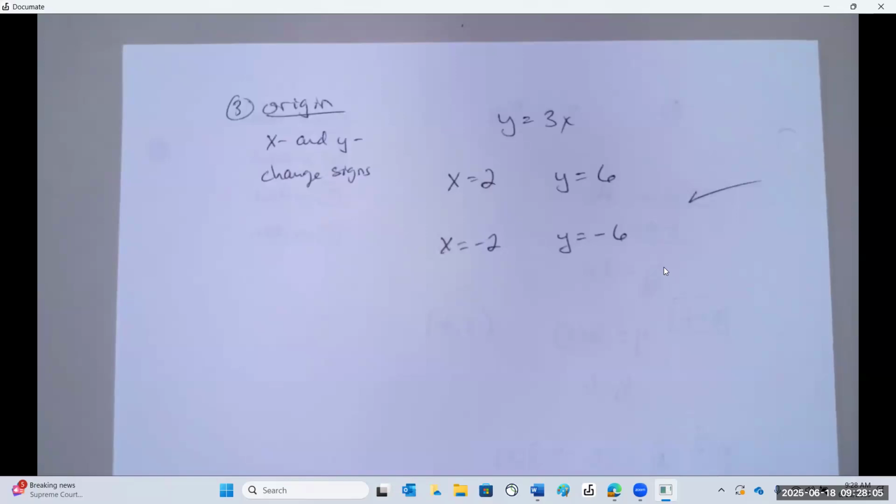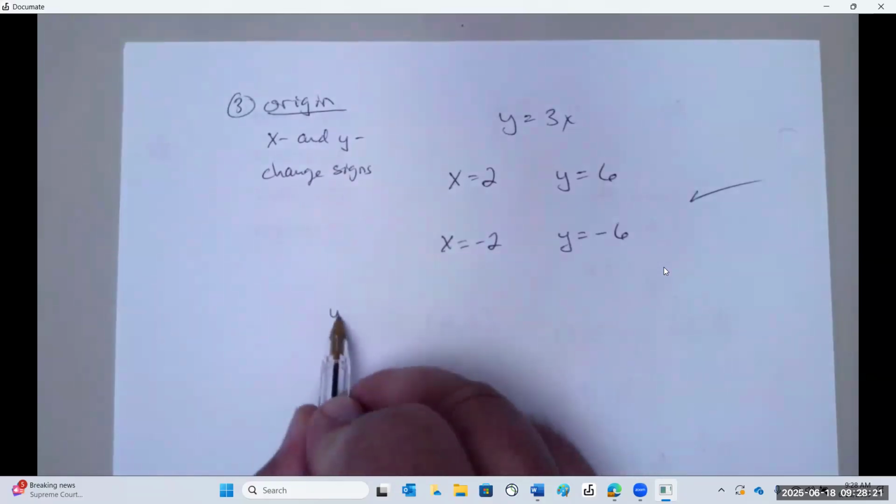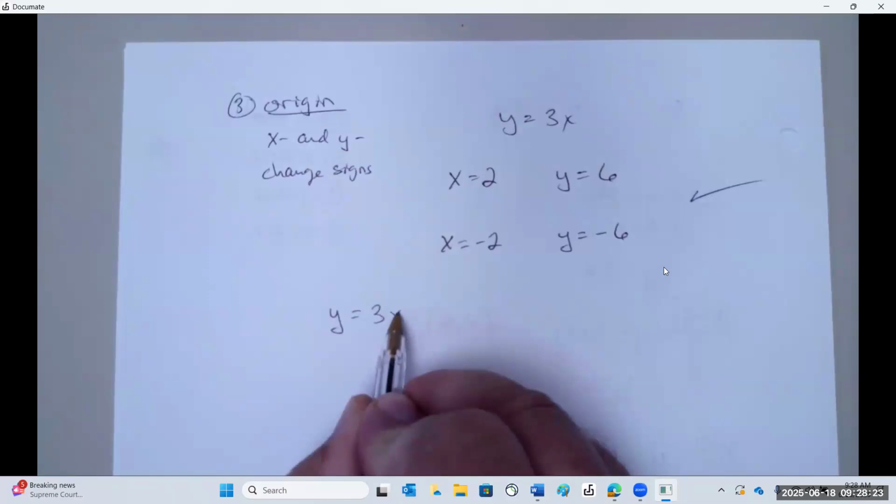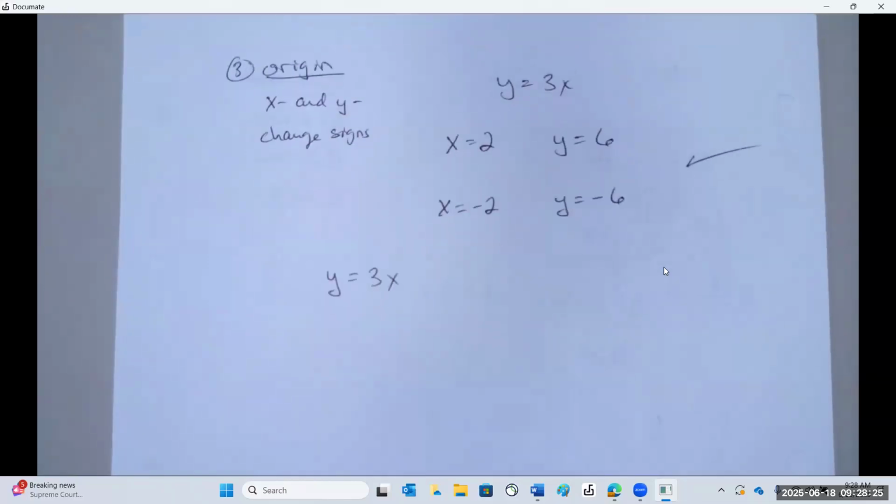That's how you test it. But it also helps if you know the graphs. Again, if you memorize the library of functions, this would be a lot easier for you. What kind of graph is that? What kind of equation is that? It's linear.